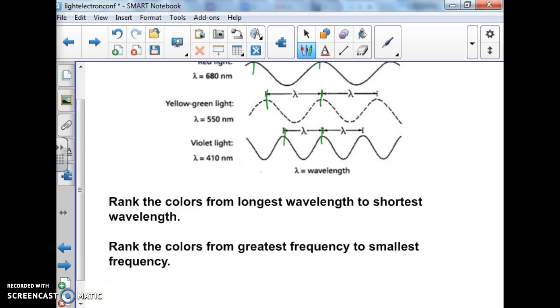Frequency to small. So what's my longest wavelength? What color? Red. And then what was next? Yellow, green, violet. Now, what about greatest frequency to smallest frequency? Violet. It's backwards, right? Violet, yellow, green, red.